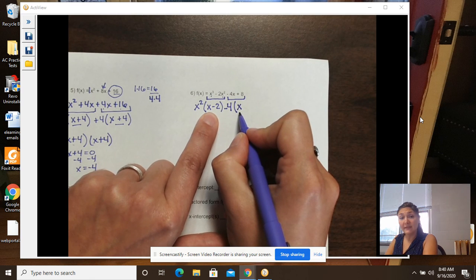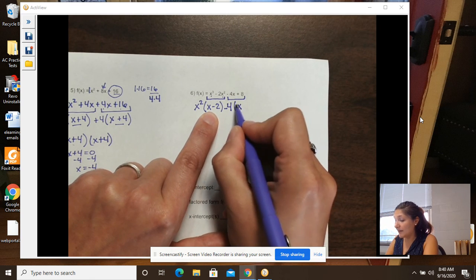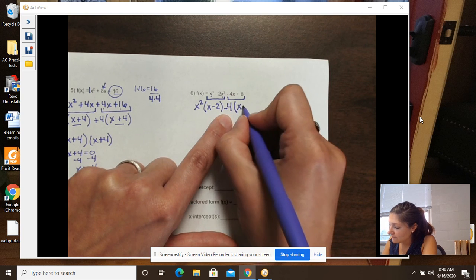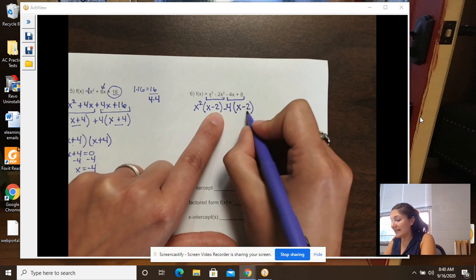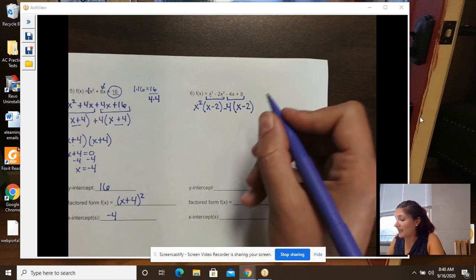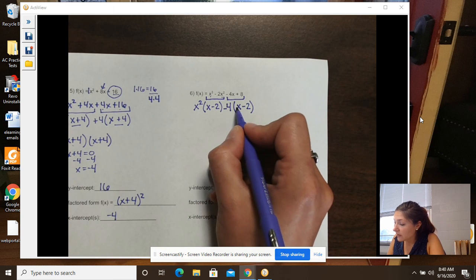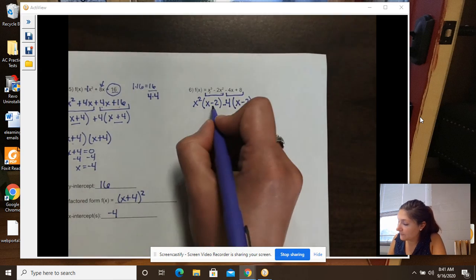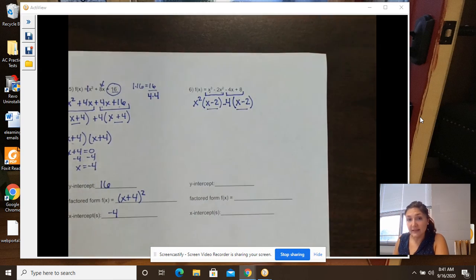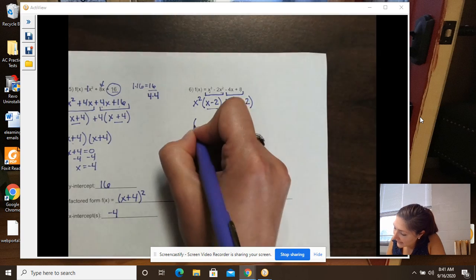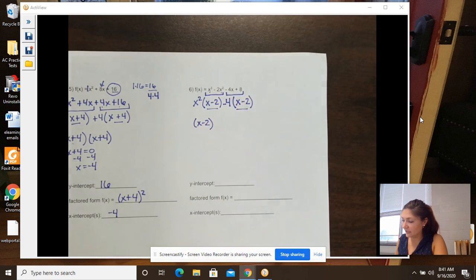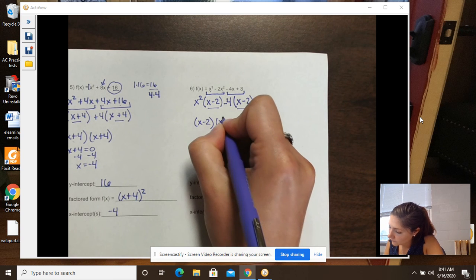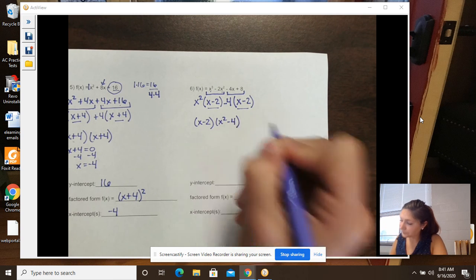Remember, I want my stuff in parentheses to match, so I need this x to be positive. And then 8 divided by negative 4 would give me negative 2, which again gets those signs to match. If you had just pulled out 4, your signs would be opposite here, and that would be a problem. Okay? Since my stuff in parentheses is the same, I get to pull that out as my GCF. And then left over, I have x squared minus 4.